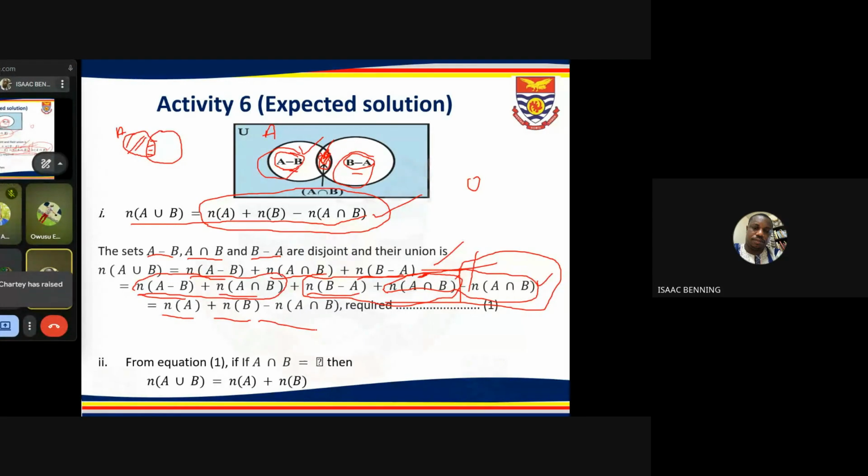So that is how it is proved. If we want to show that number of A union B is equal to number of A plus number of B, then it means that this will happen only when the intersection is equal to 0. So when we have two disjoint sets, their union will be this. So also take note of that.